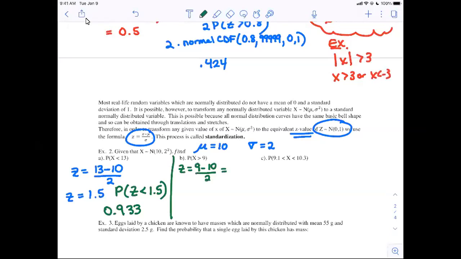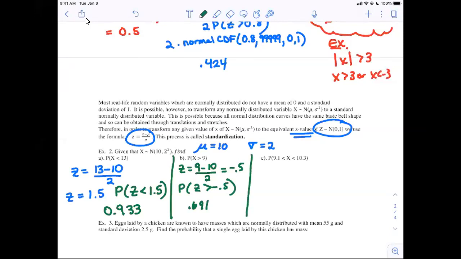Did you get negative 0.5? So this is going to be the probability of Z greater than negative 0.5. And you get 0.691. You guys got that okay?